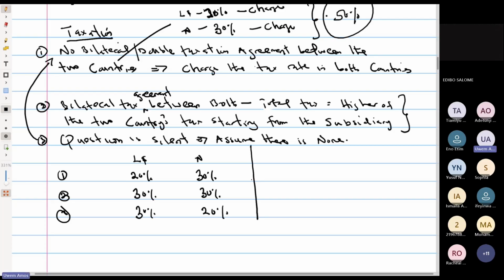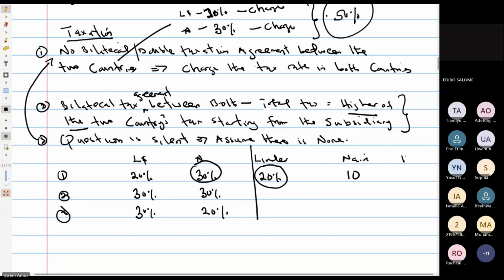In scenario 1, what is the tax we will charge in Linda? What is the tax we will charge in Nigeria? We're going to charge our tax in Linda first, 20%. Because there is a bilateral trade agreement, your total tax will be the higher of the two, and the higher of 20 and 30 is 30. You have already paid 20, so you need a balance of 10 to take you to the higher of 30. So you're going to charge only 10% tax on the profit in Nigeria.